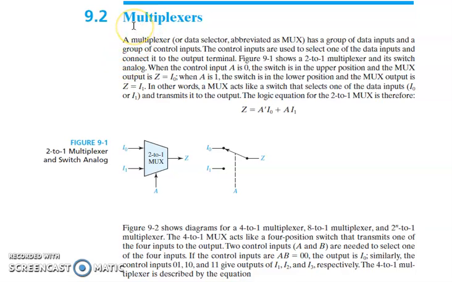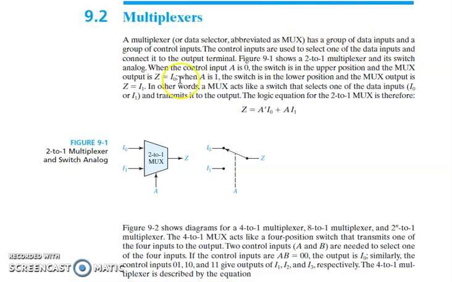Dear students, in this video I'll be discussing multiplexers. A multiplexer, in short, is also called a MUX. It has multiple inputs and a single output. When we have multiple inputs, we choose what will be our output, and that is done based on the select inputs.